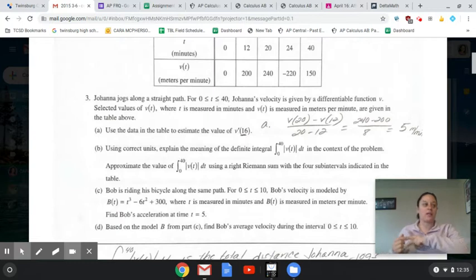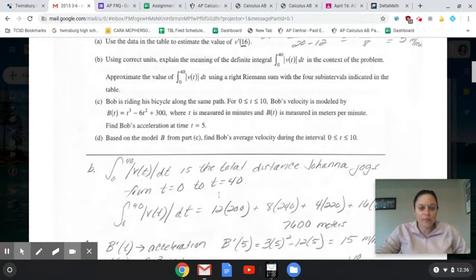Because if you're running to the right and then you turn around and run to the left, you want to count both of those running values. You don't want to just get the difference, or the displacement. So I wrote that it is the total distance that she jogs from t equals 0 to t equals 40.